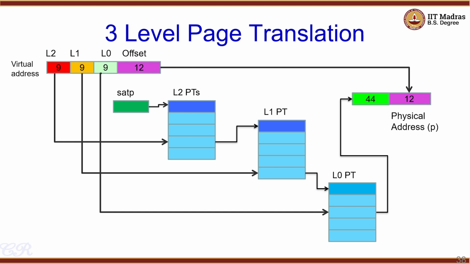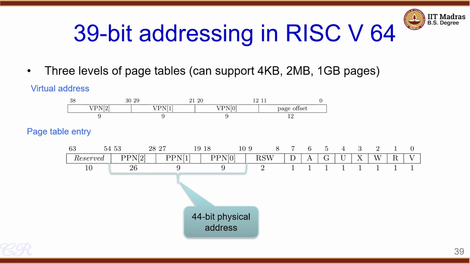The 12 bits of offset get added on, so you have 44 plus 12, which is a 56-bit physical address. What this means is that at the maximum you can have 2 power 56 bytes of addressable physical memory in your system. So every 39-bit virtual address that gets created is converted to a 56-bit physical address.